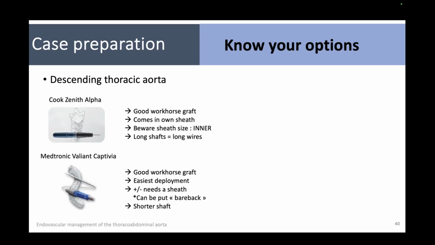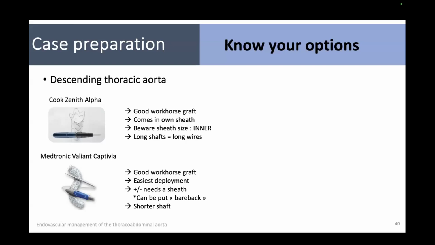The Medtronic Valiant Captivia is the same kind of workhorse graft. It's very good. It's pretty much the same, in my opinion, as the Cook graft. Easiest deployment by far. It's just a handle that you can unscrew, and then there's a little button for the top cap. It doesn't necessarily need a sheath by itself because you could put it bareback, but most of the time I prefer having a sheath for stability and comfort. It also makes your access bigger, but if you can afford it access-wise, then I think it's better to put a sheath on.